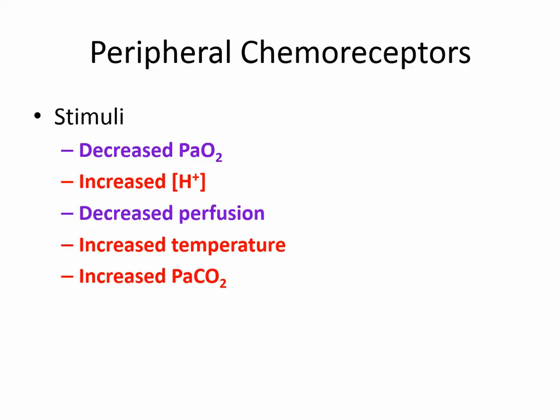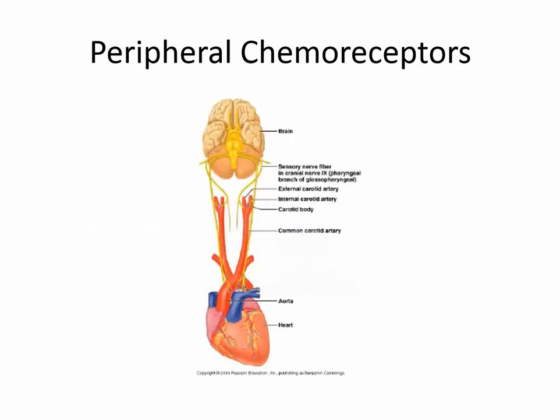The peripheral chemoreceptors also respond to an increase in temperature, and to an increase in the partial pressure of carbon dioxide in arterial blood. The significance of the carotid endarterectomy and the location of the carotid body is that, as we'll see in a few minutes, you get a decreased ventilatory response to hypoxemia following carotid endarterectomy.